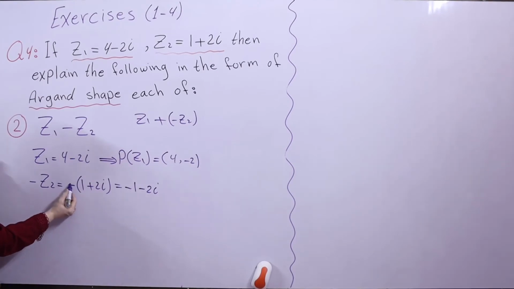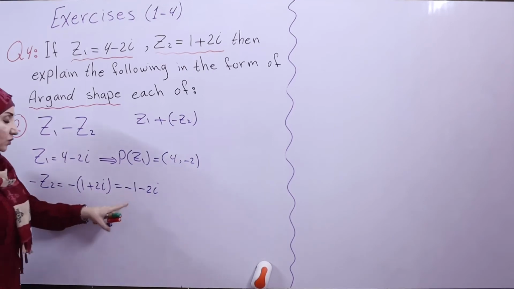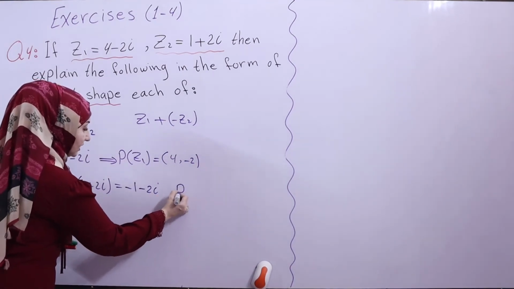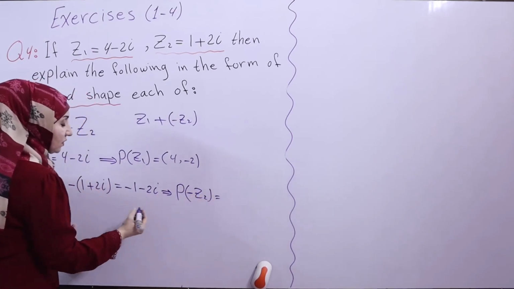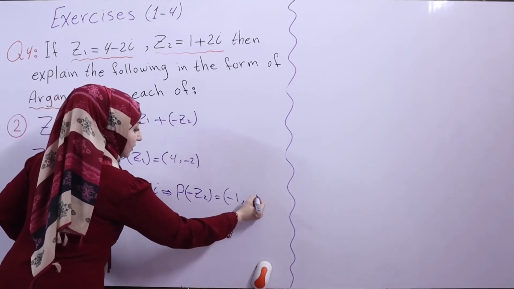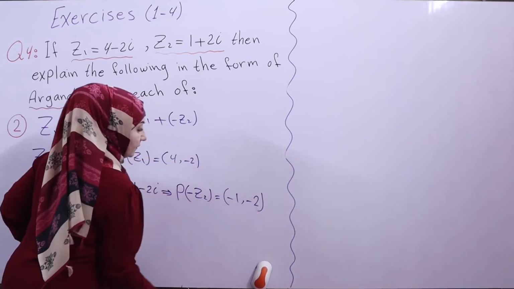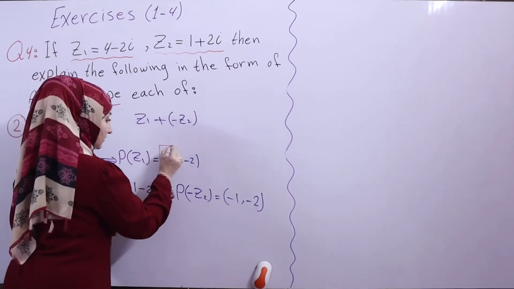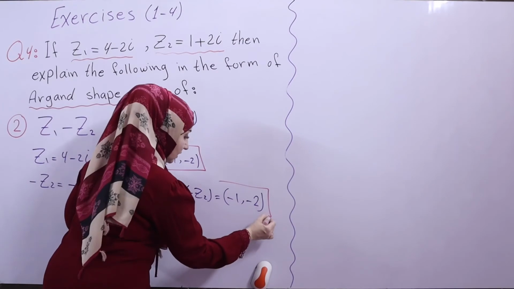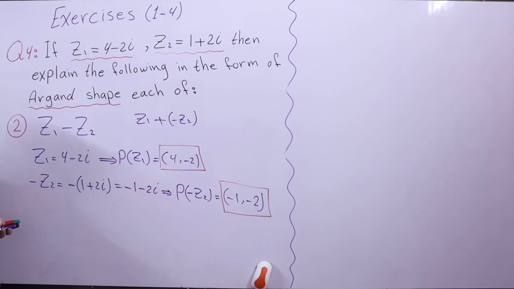The negative sign entered on the 1 and on the positive 2i, so it became negative 1 minus 2i. So the point which represents negative Z2 will be the ordered pair negative 1, negative 2. So now we will represent these two ordered pairs and find the Argand shape for them. But to check our representation, I will find their sum algebraically.